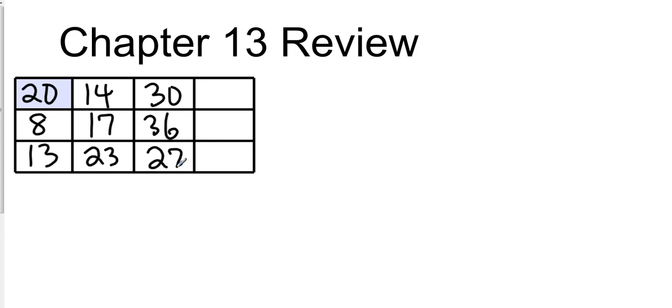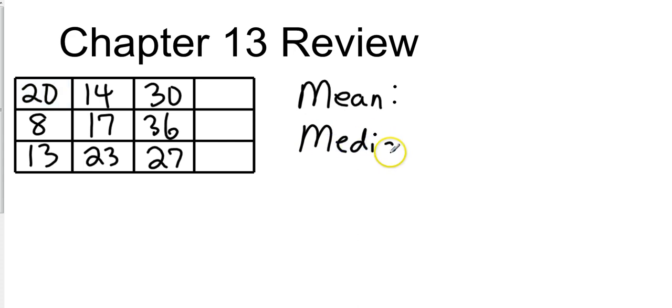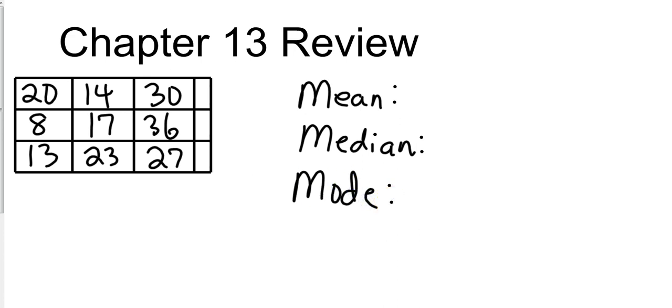What I want everybody to do is find the mean, median, and mode. Okay, so to find the mean, we're going to add up all the 9 numbers, and all the 9 numbers total to be how much? 188. So I'm going to take 188, and I'm going to divide it by the total number that I have in the list, which is 9.